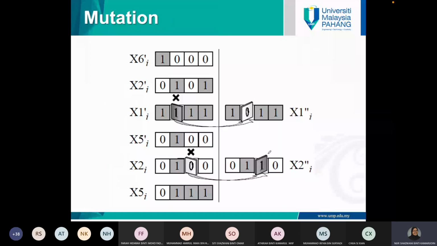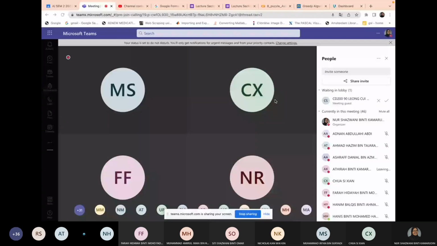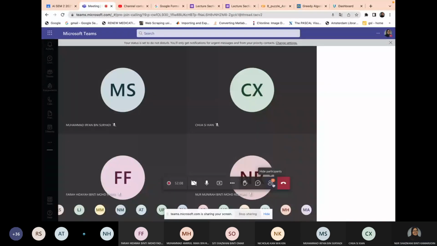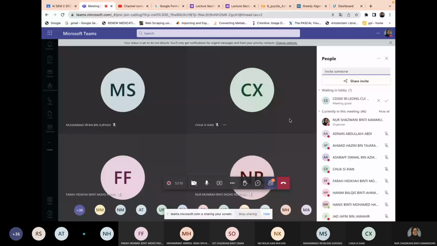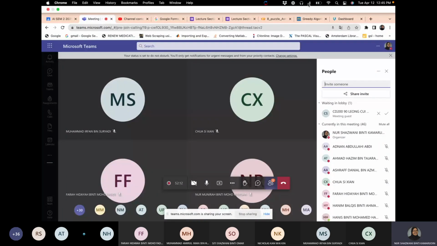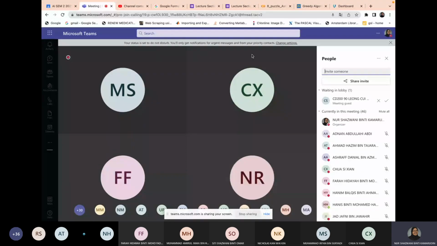So after that, we do the mutations. We have the new x6, the new x2, the new x5. Okay, now what is that sound? What is that sound? Battery low. Okay, if you guys suddenly cannot hear me, let me know.